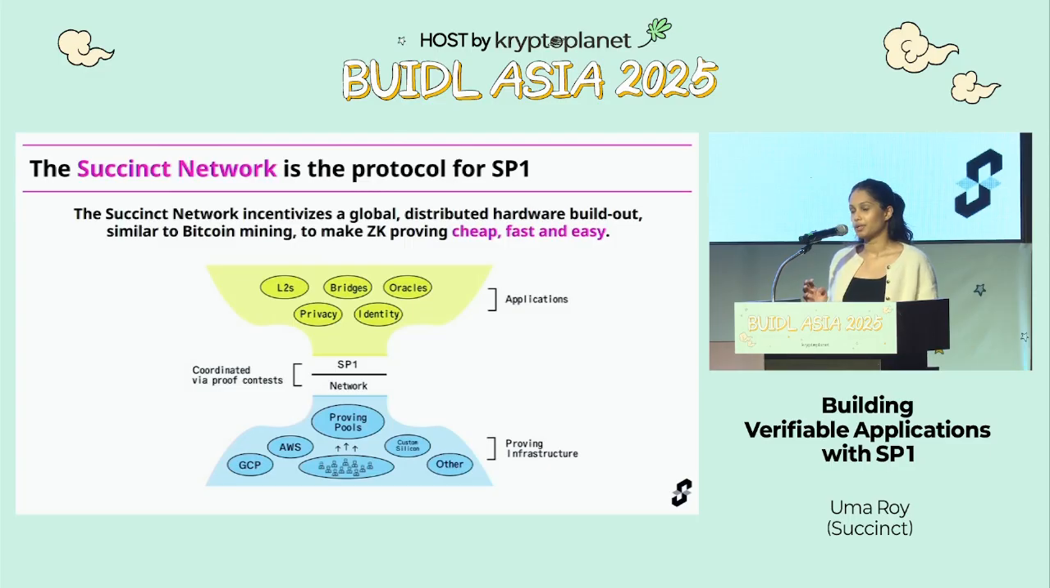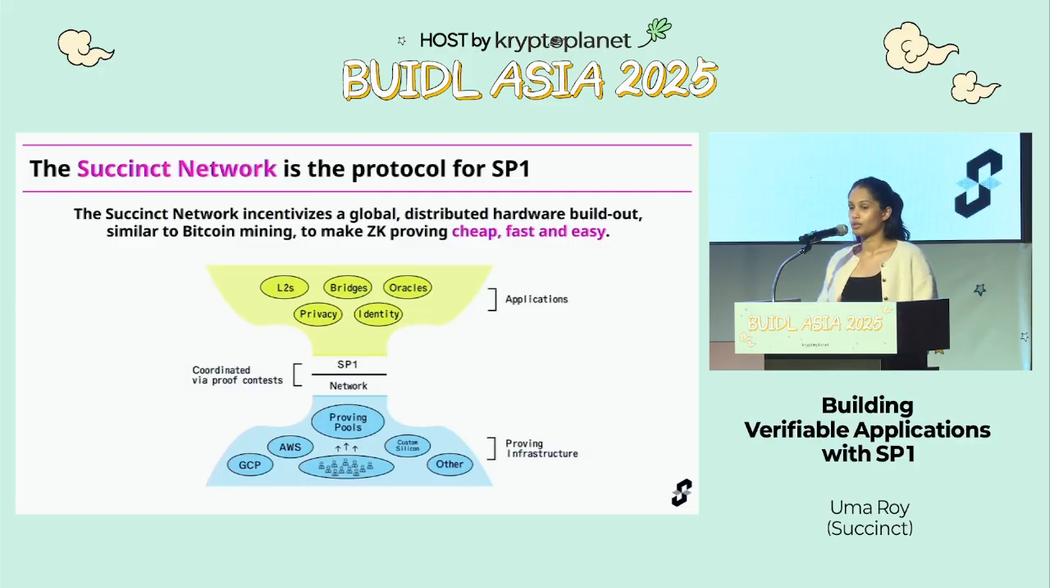And then the final piece of the puzzle that ties everything together is our protocol, the Succinct network. The Succinct network is a protocol where applications who use ZK, whether it's L2s, rollups, bridges, oracles, identity protocols, who are using SP1 can send proof requests to the network and then have proofs generated by provers in the network who are running specialized infrastructure to actually generate these proofs.